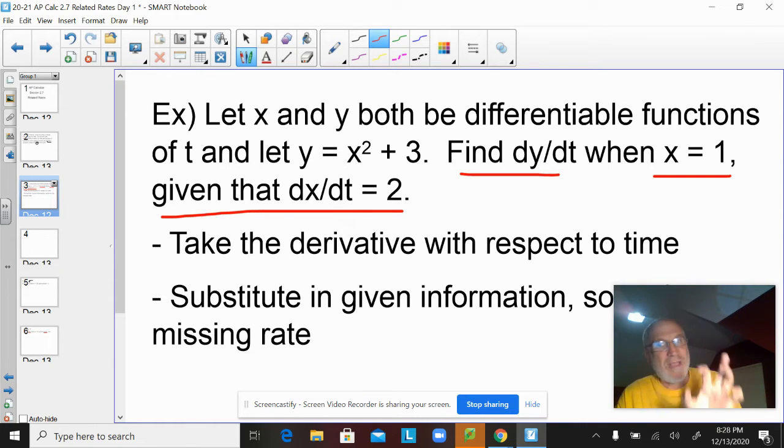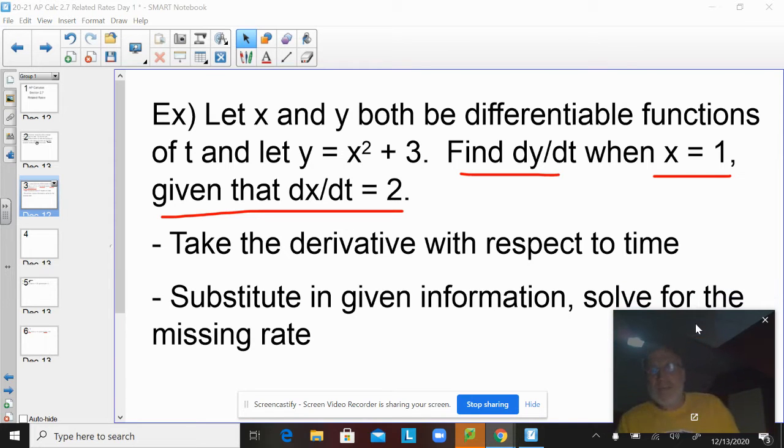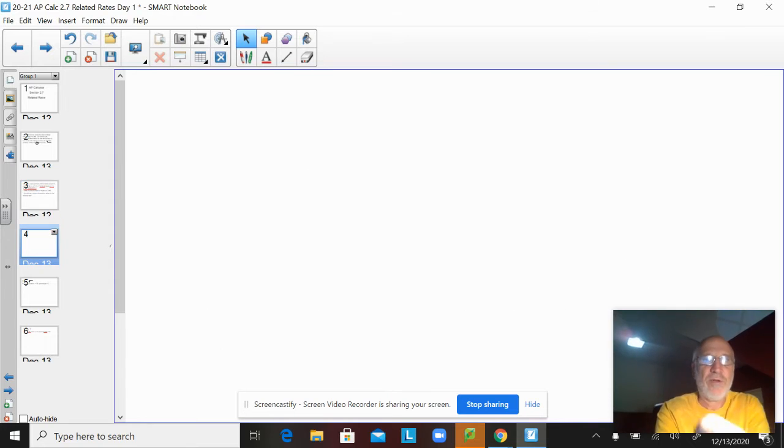So you'll notice the question will ask for one of those rates. This one happens to ask for dy dt. And it's going to have to give you the other rate. It says given that dx dt equals 2. So let's take the derivative of this, and then we'll substitute in the given information and solve for the missing rate. So on the next slide, y equals x squared plus 3.